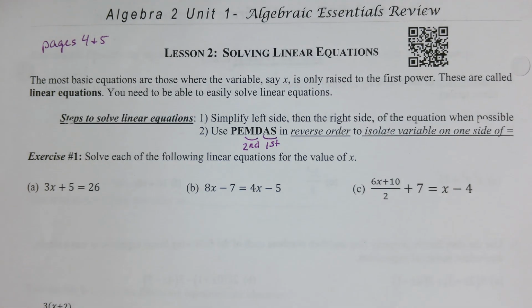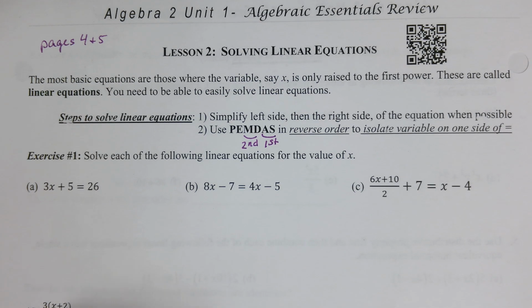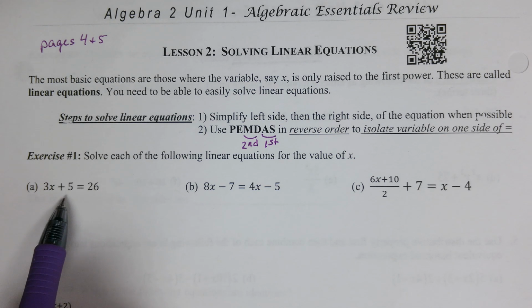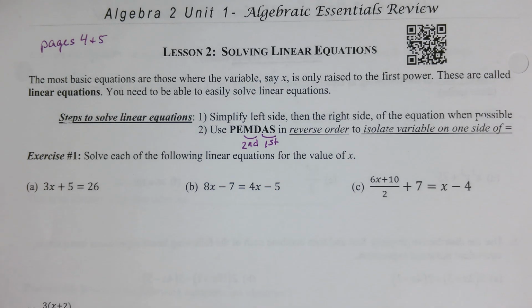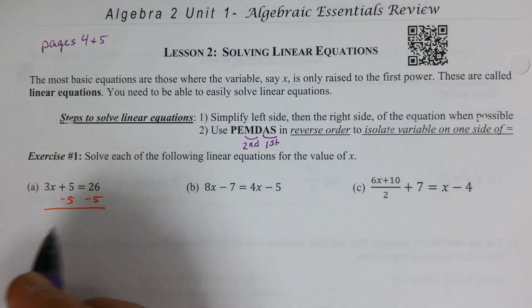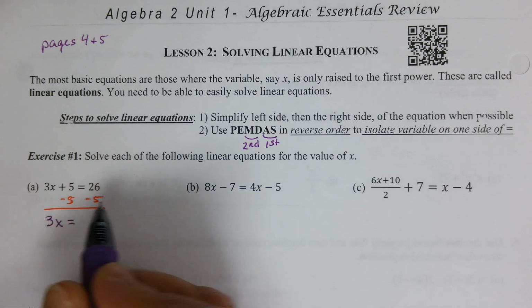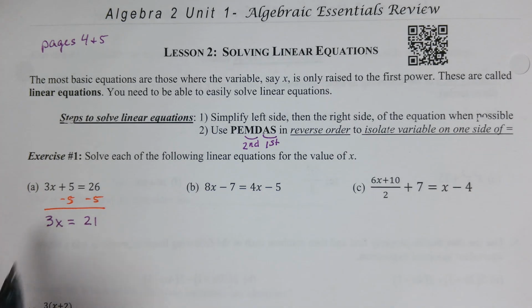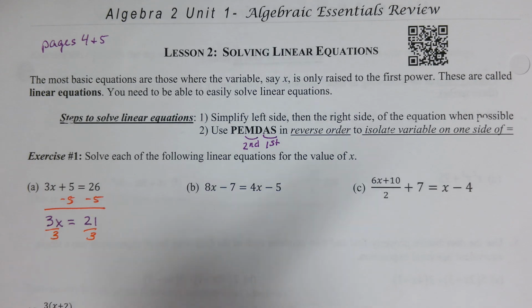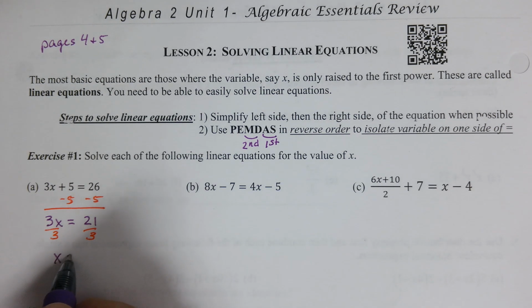Solve each of the following linear equations for the value of x. A, 3x + 5 = 26. There's no simplifying to be done on the left-hand side nor the right-hand side. So solving for x, we will undo the addition of 5 by subtracting 5. And you do not have to show that step. 3x is equal to 26 minus 5, which is 21. 3 times x, undo the multiplication, divide by 3. 21 divided by 3 is 7.